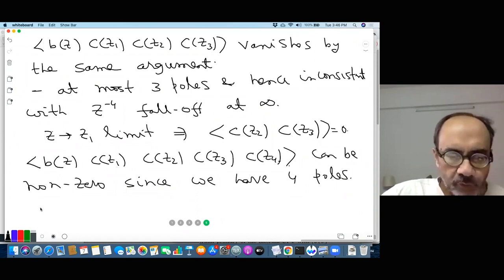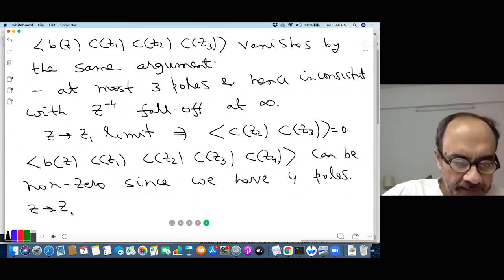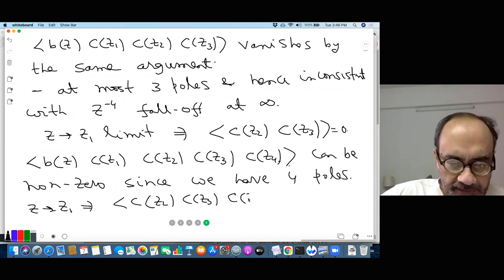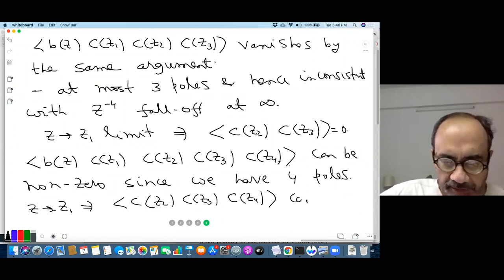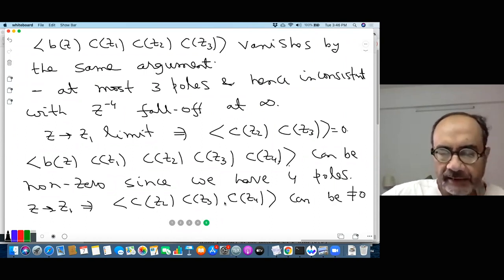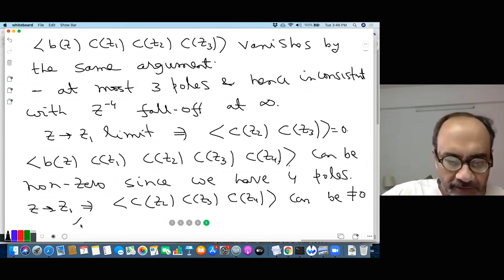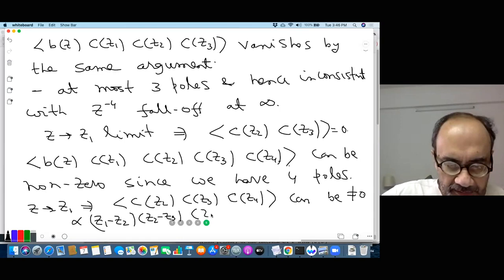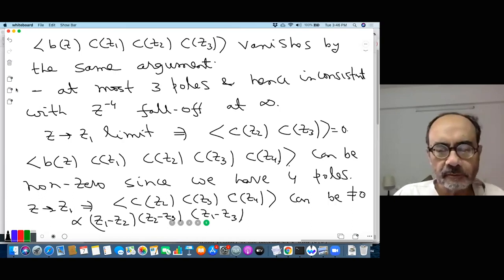And now if you take Z goes to Z1 limit, this will mean that C(Z2) C(Z3) C(Z4) can be non-zero. And then by the general form of the 3-point function, we know that this has to be proportional to (Z1 minus Z2)(Z2 minus Z3)(Z1 minus Z3).